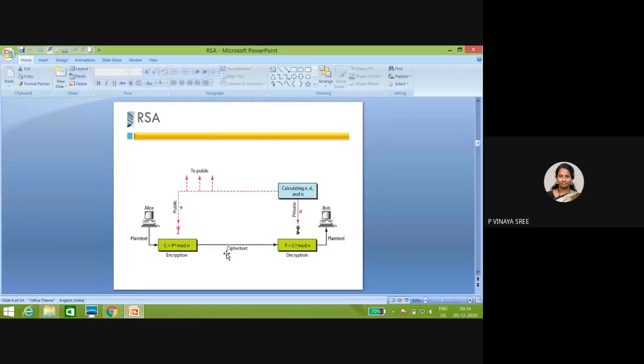Is it clear? I will explain with the steps, but try to understand until this point. So E will be used. This is a public key. D is your private key. So C equals P^E mod N for encryption. P equals C^D mod N for decryption. Not E here, it is D. So C^D mod N.